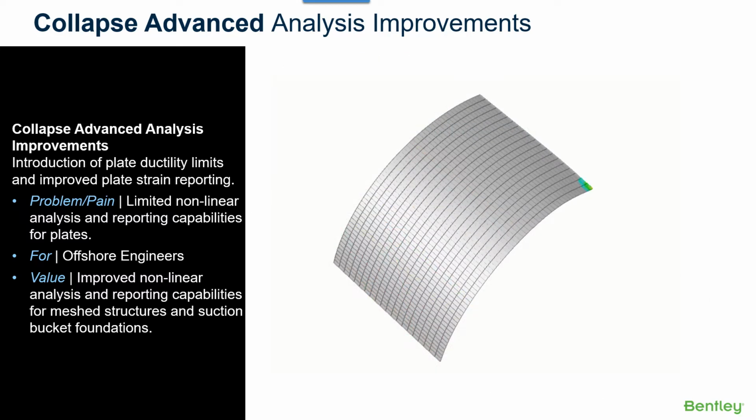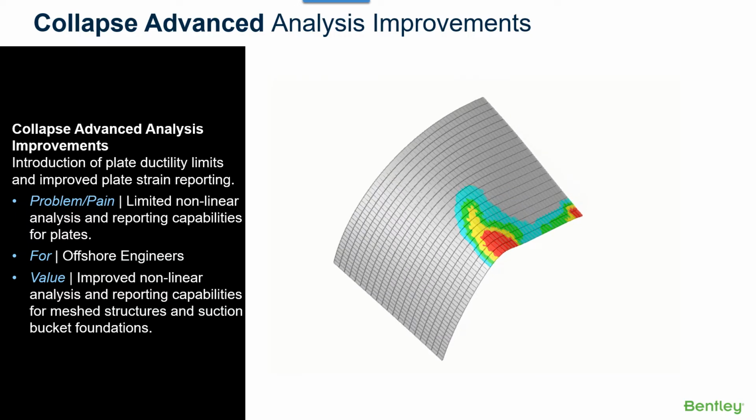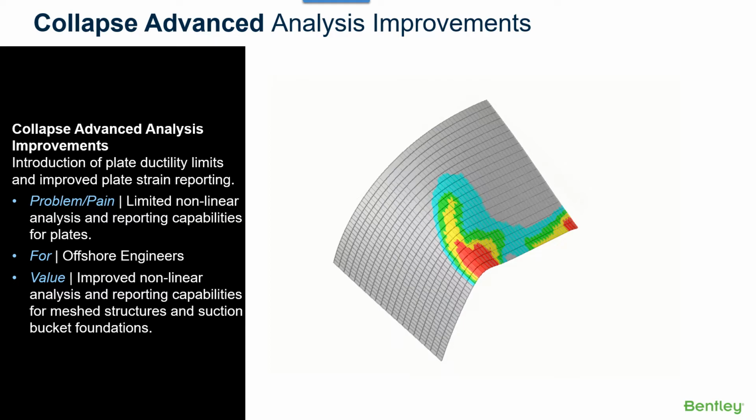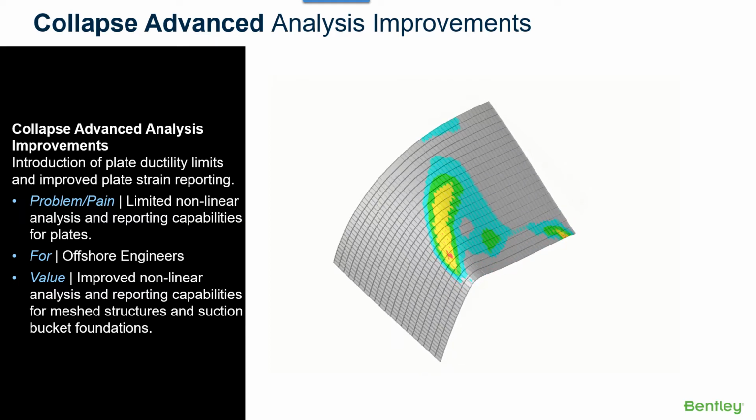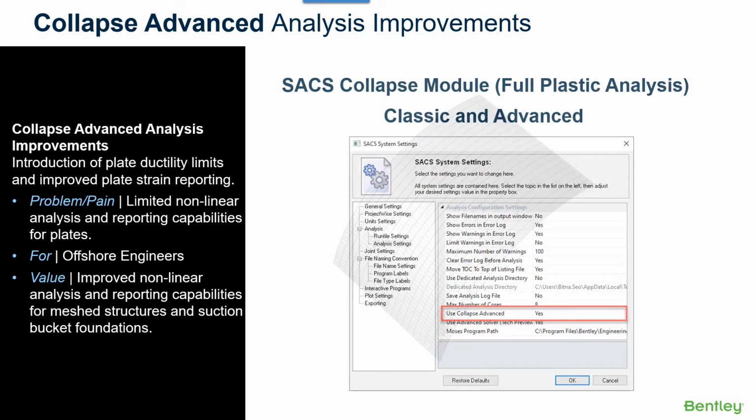Through the update, we can specify the ductility limit of plate elements and also piles. SACS assumes that a plate fails if strain exceeds the specified ductility limit. With this new feature, we can do better plastic analysis with meshed elements. To use this feature, you need to go to the SACS settings first and then select Use Collapse Advanced.